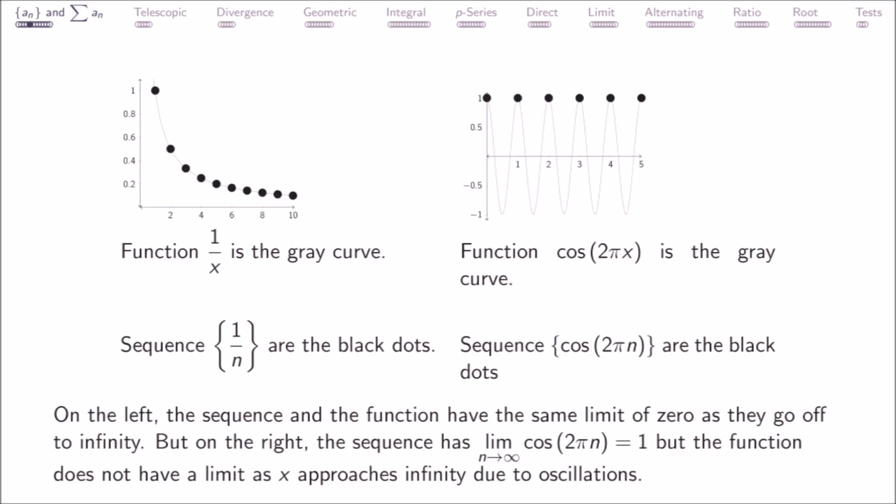On the left, the sequence and the function have the same limit of 0 as they go off to infinity. But on the right, the sequence has this limit, but the function does not have a limit as x approaches infinity due to oscillations.